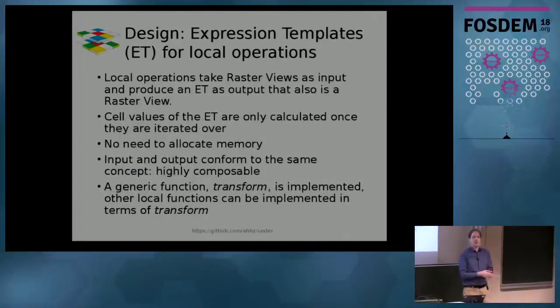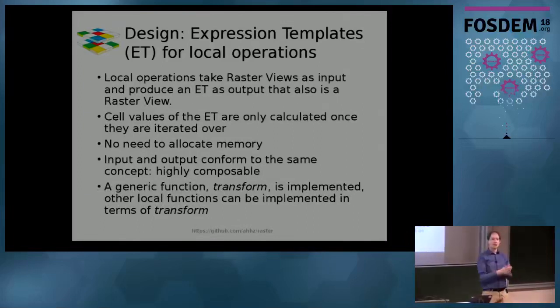Then let's look at local operations. So local operations, you've got a bunch of rasters, layers on top of each other, and cell by cell, you're going to do operations on them. And what the library does, rather than immediately calculating the sum of all of the cells, all of the pixels, when I add two layers together, it produces an expression template that postpones calculating the sum and only starts calculating at the moment that you're iterating over the values.